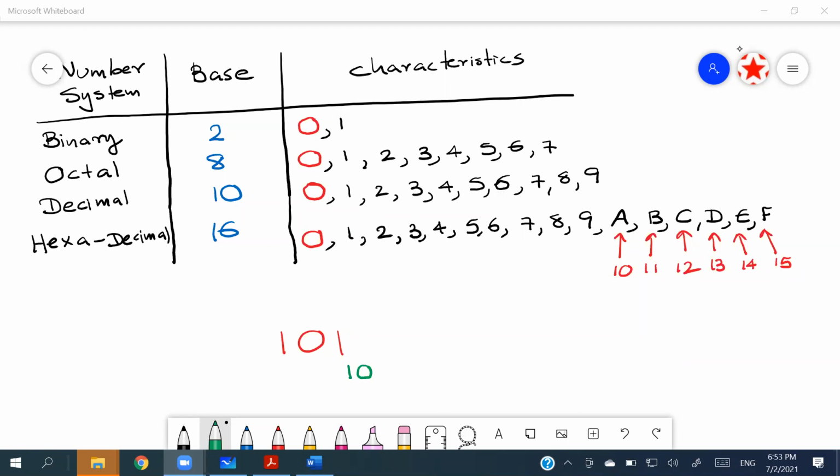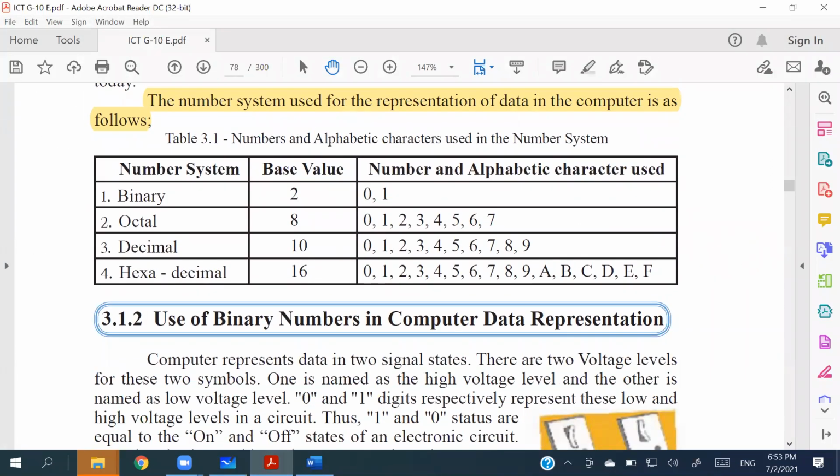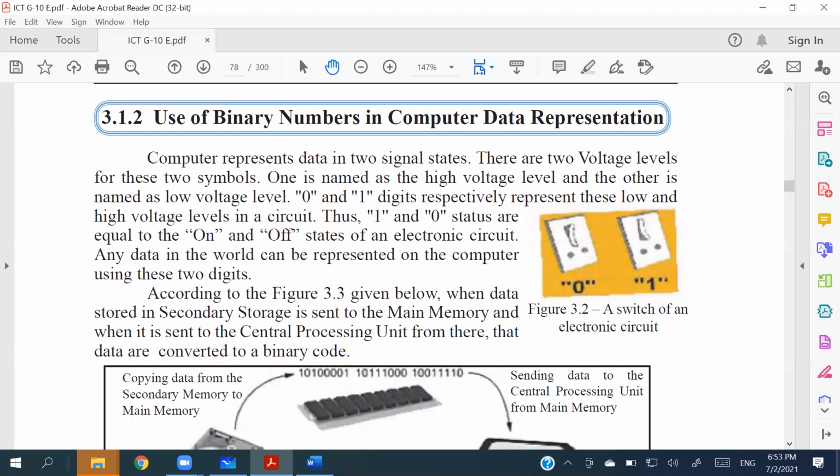Right, great. Okay, so now let's move forward. Remember, you can be given that kind of questions. We'll do some when we are doing the questions. And if we continue, now it's going to explain the use of binary numbers in computer data representation.